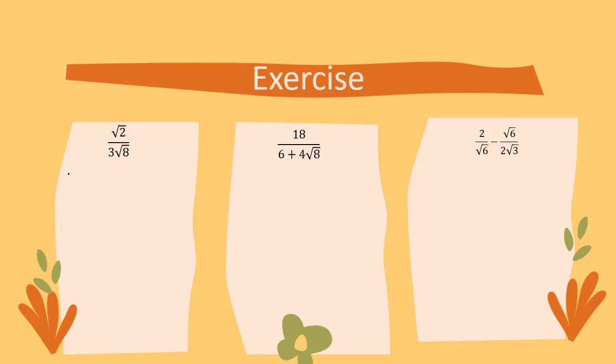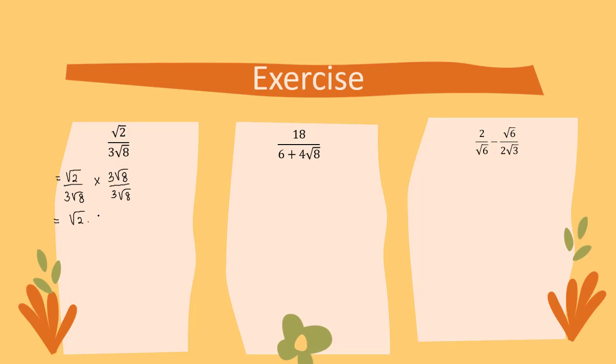Let's redo an exercise together. The first question, square root of 2 over 3 times square root of 8. Multiply with 3 square root of 8 over 3 times square root of 8. Now you just need to do a calculation.